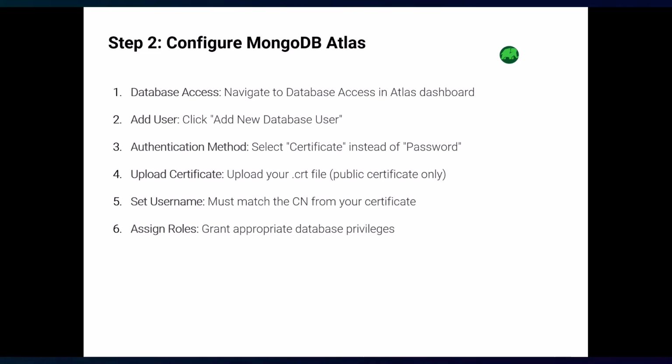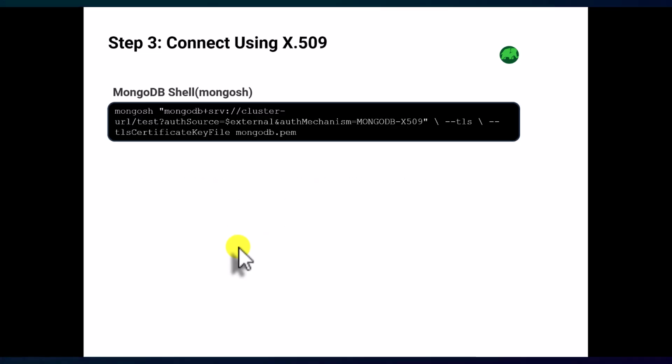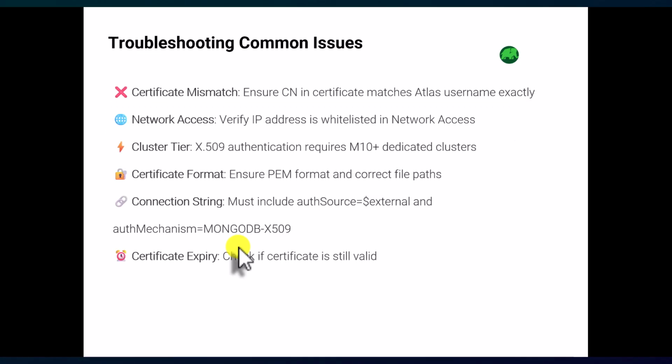We selected authentication using X.509 certificates, and then I uploaded my certificate details, the public certificate only, just to be sure. And we had a little bit of troubleshooting that we had to do there. We had to make sure that the CN matched what I had in the certificate. We then associated the correct permissions with that database user. So this is what we had to do, connecting via the Mongo Shell.